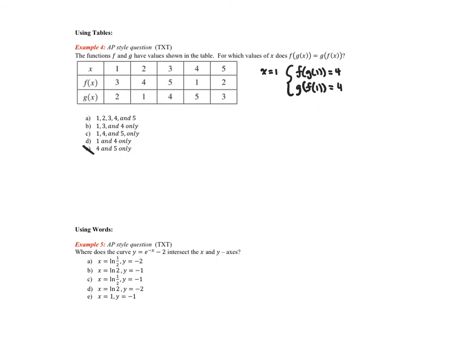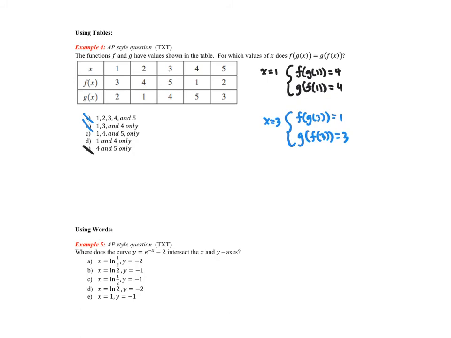Okay, so the next one that I said I'd test would be x equals 3. Let's test x equals 3. So f of g of 3. Well, g of 3 is 4, and f of 4 is 1. Okay, g of f of 3. F of 3 is 5, and g of 5 is 3. Okay, so x equals 3 does not satisfy f of g of 3 equaling g of f of 3. Those are not equal, so I'm going to eliminate A and B.